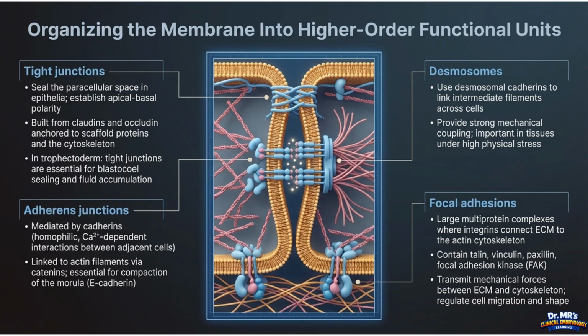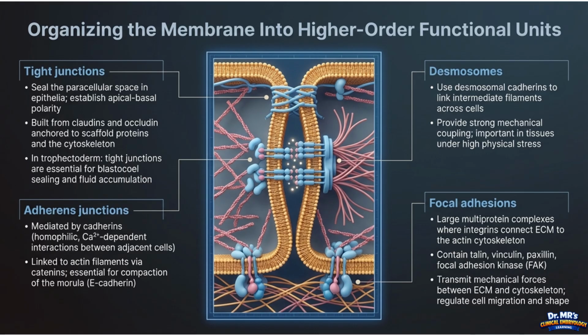Focal adhesions allow cells to sense the mechanical properties of their environment, to migrate along matrix substrates, and to generate traction forces. In the embryo, integrin-mediated adhesion to the endometrial matrix is a critical step in implantation.